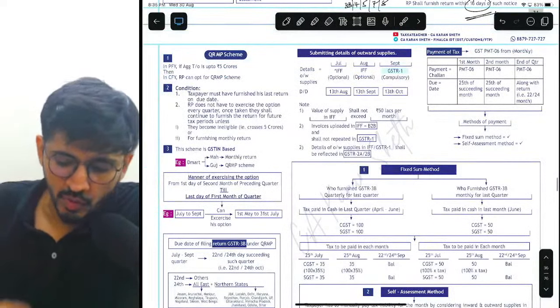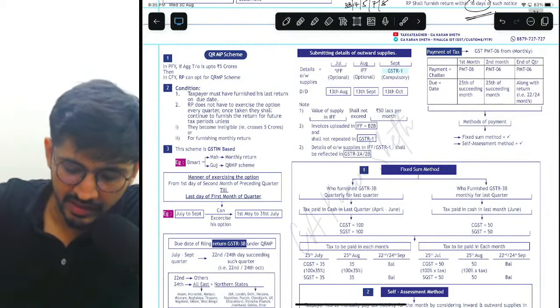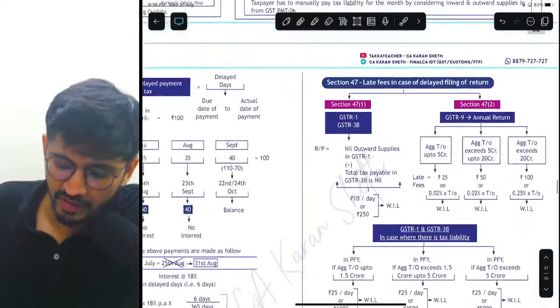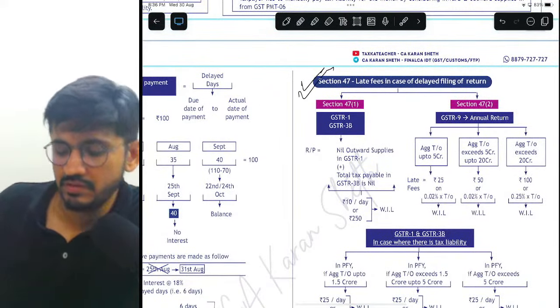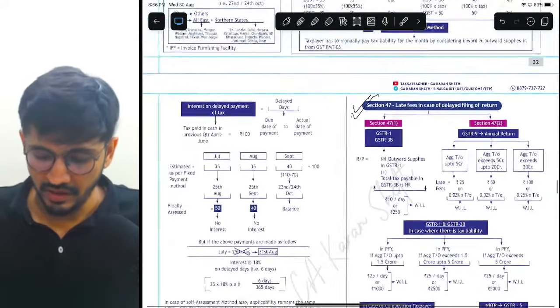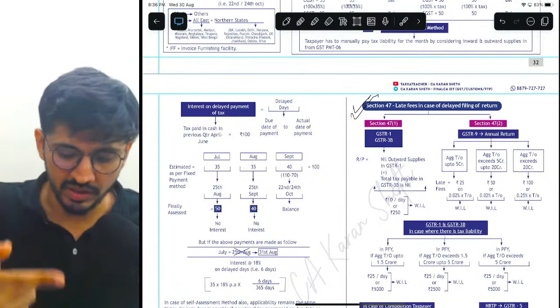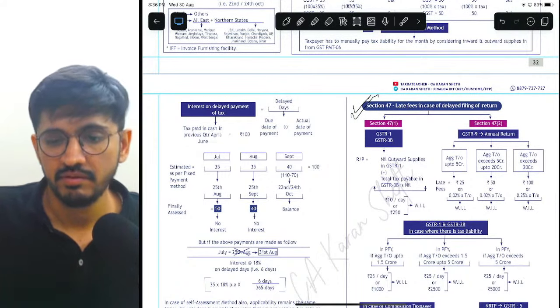Now, my dear friends, we are only left with two things. One is the QRMP scheme, which is the major part, and the other is what you'll be waiting for, your late fees. Correct. So just give me 2 minutes, I'll have some water and we can start.